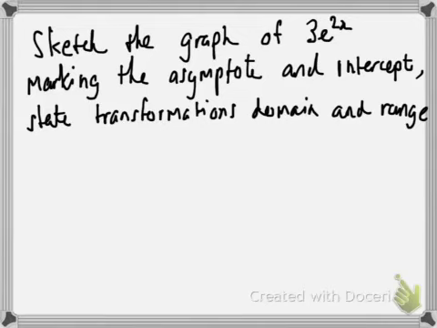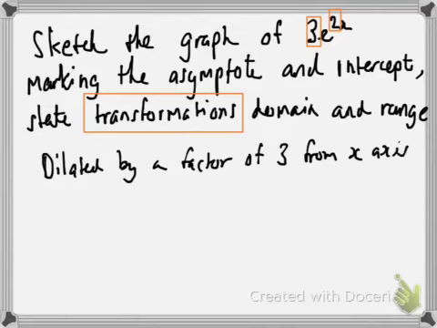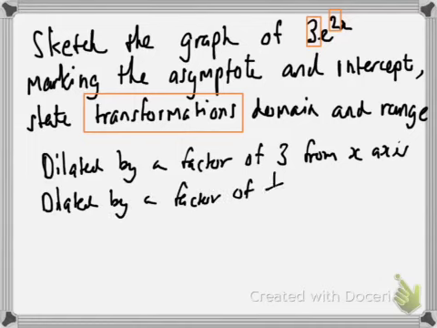Next question, sketch the graph of 3e^(2x), marking the asymptote and intercepts, state transformations, domain and range. Let's do the transformation straight up, because we've got a 3 there and a 2 there, so our transformations are going to be dilated because of the 3 at the front there by a factor of 3 from the x-axis, and our other dilation dilated by a factor of 1 on 2 from the y-axis.